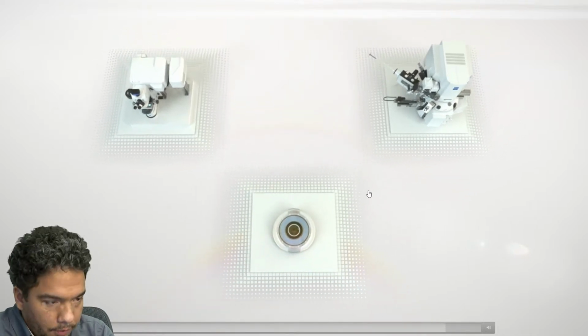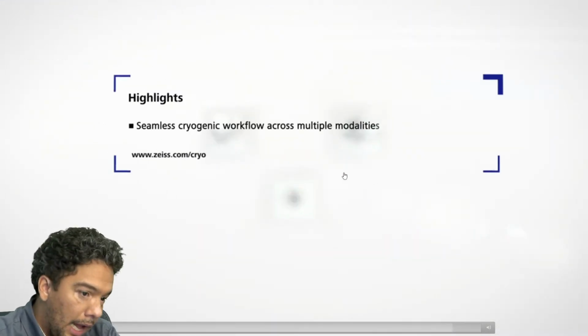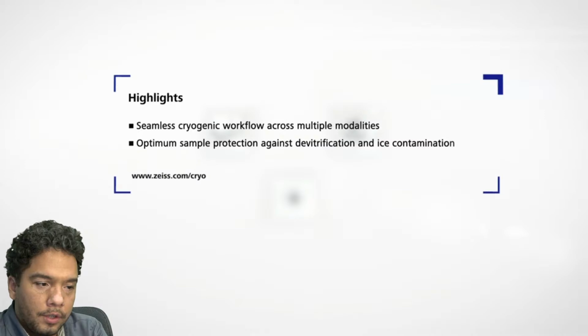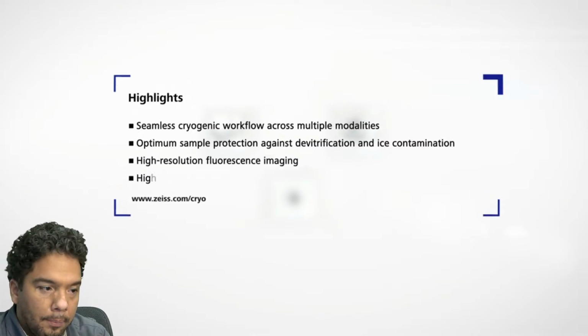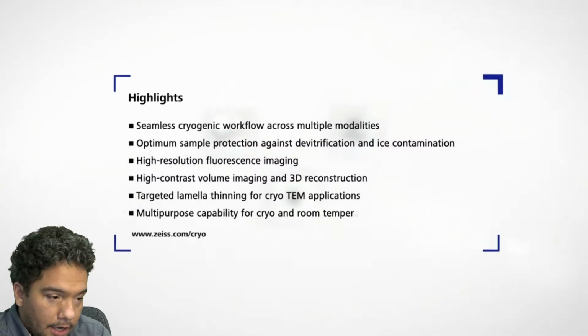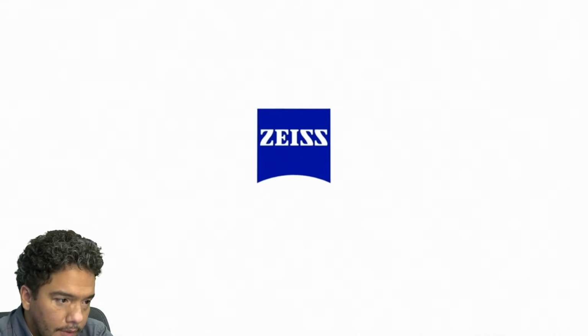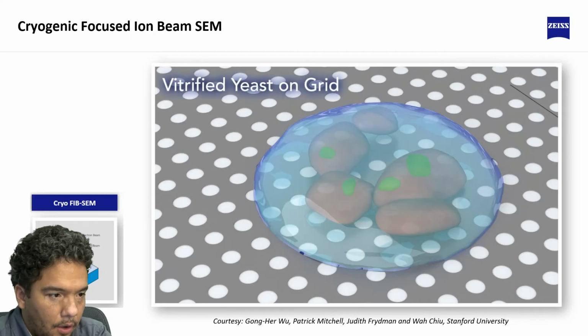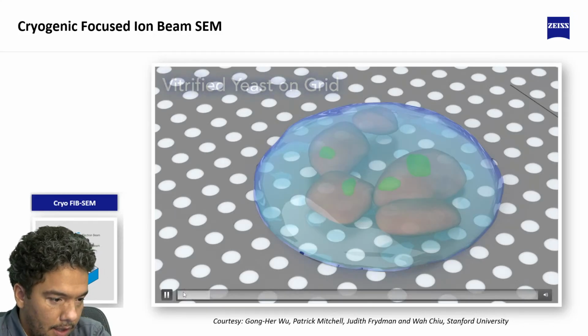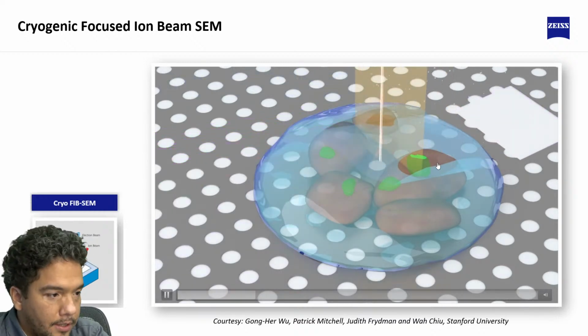Okay, this is an overview. This is a real cool animation. It highlights the seamless cryogenic workflow across the multiple modalities: optimal sample protection, high resolution fluorescence, high contrast volume, and you can target your specific lamella in the TEM application. Of course. Now, this is another cool animation of how the process works.